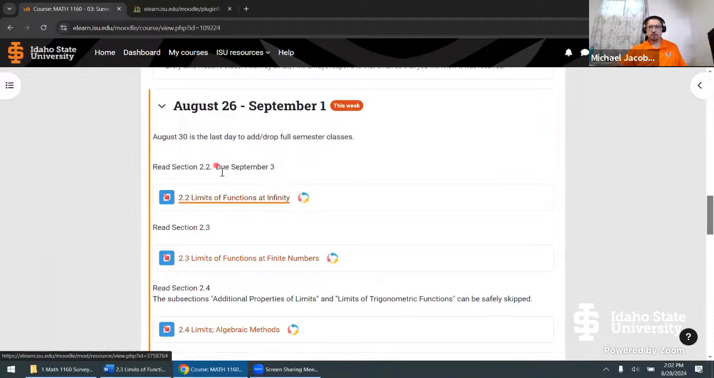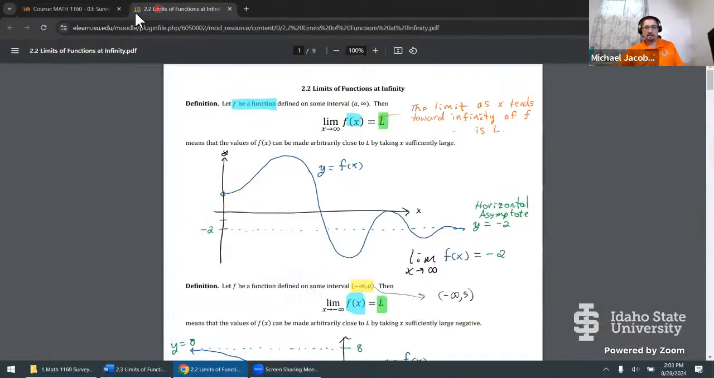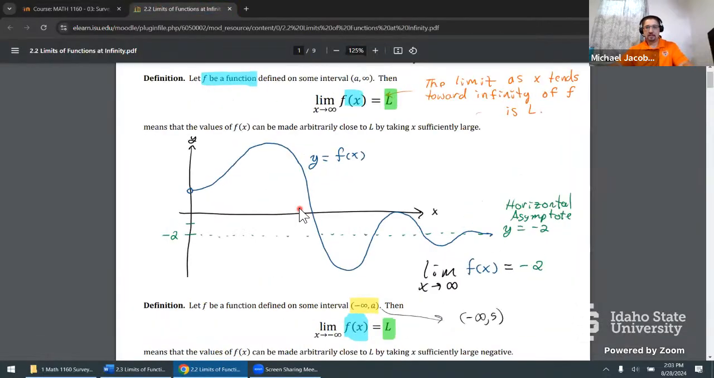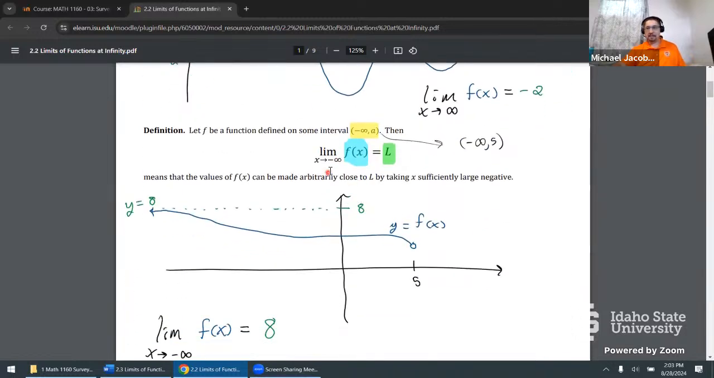So what 2.2 is really all about is what happens to your function in the long term. For example, if x is going off to infinity, then if there's a horizontal asymptote, the value of the limit here would be the same as the asymptote. So these limits are just all about is there a horizontal asymptote? If so, it tells us what happens to the function in the long run. And if we're going off to negative infinity, same kind of idea, except we're going off to the left.